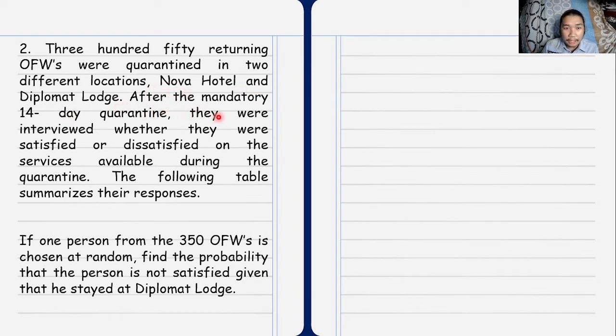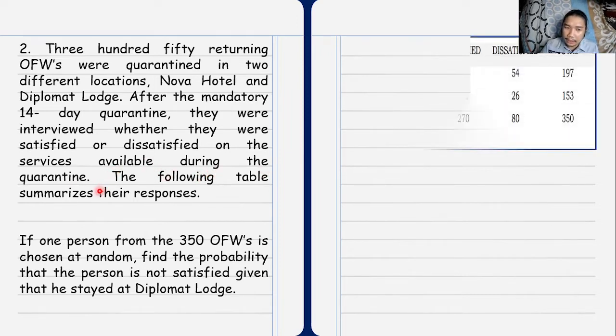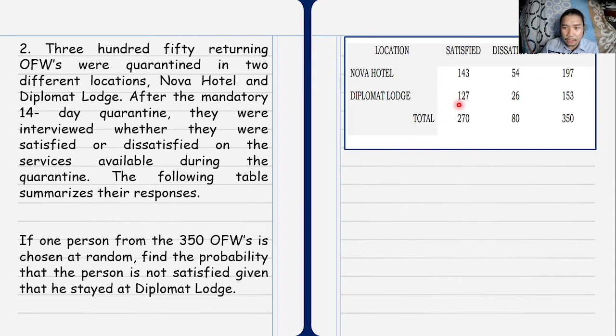Next example. 350 returning OFWs were quarantined in 2 different locations, which are the Nova Hotel and Diplomat Lodge. After the mandatory 14-day quarantine, they were interviewed whether they were satisfied or dissatisfied on the services available during the quarantine. The following table summarizes their responses. So the question is, if one person from the 350 OFWs is chosen at random, find the probability that the person is not satisfied, given that he stayed at Diplomat Lodge.